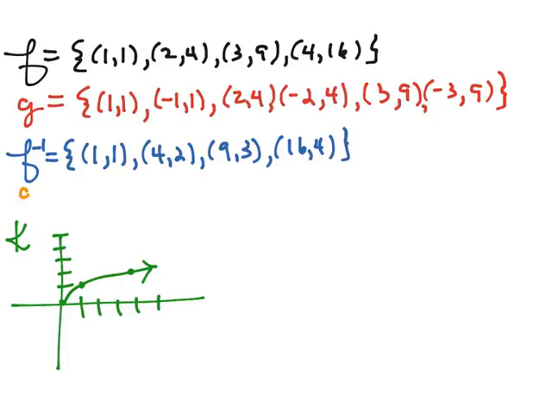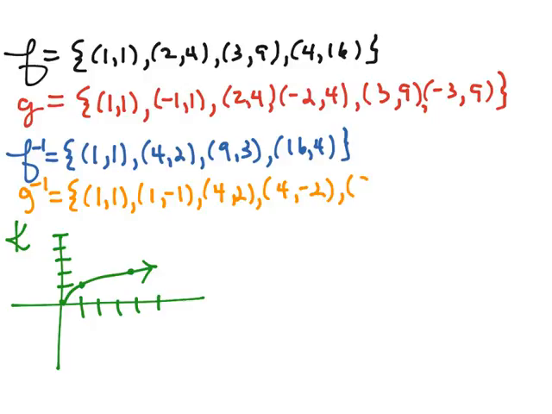When we look at our function g and we attempt to find g inverse, if we switch the place of the x and y, we come up with (1, 1), (1, -1), (4, 2), (4, -2), (9, 3), (9, -3). And now we have a problem because we have ordered pairs with the same x element, and g inverse is no longer a function. It doesn't pass the vertical line test or the definition for a function. So what was wrong with g?